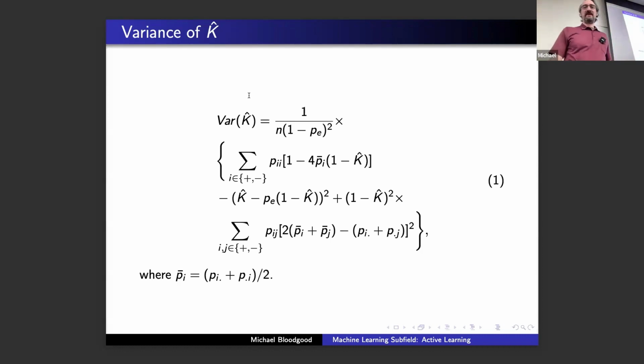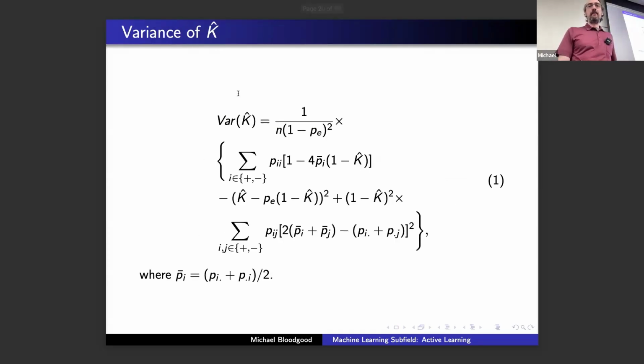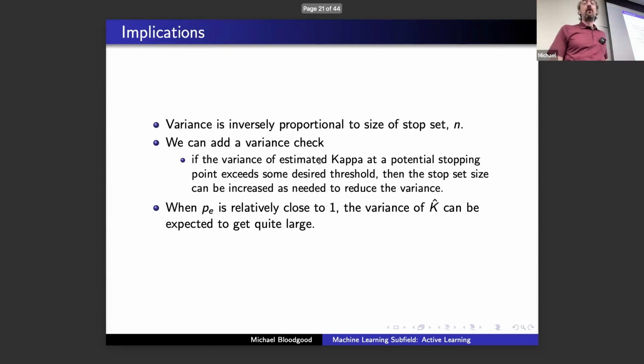It could make it explode. So the upshot, or the implication, is that the variance is inversely proportional to the size of the stop set. So all else equal, you want a bigger stop set. But this is interesting: we can add a variance check to the algorithm to improve it. Because this computation you can do just on the stop set as you're doing active learning, it doesn't involve any other data being needed, so you can get that variance as you're going.